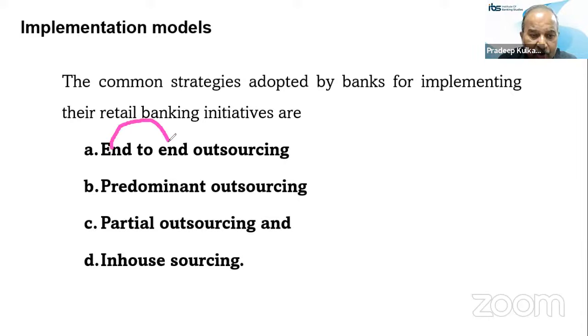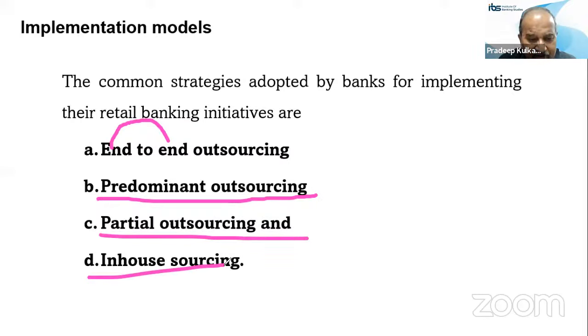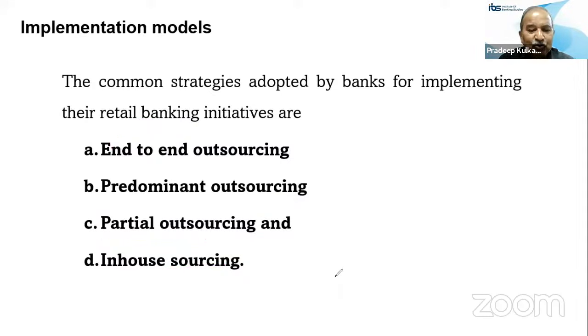Then end-to-end outsourcing, or major areas outsourced, or only part of the areas outsourced. And last, within the department, they are being sourced. Clear? Within the bank only sourced. These are the multiple ways retail banking can work: on liability count, on asset count, or on service count.